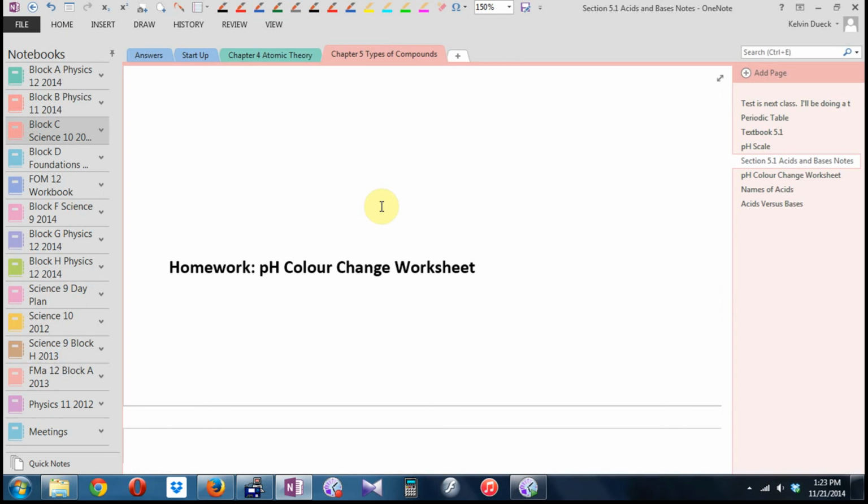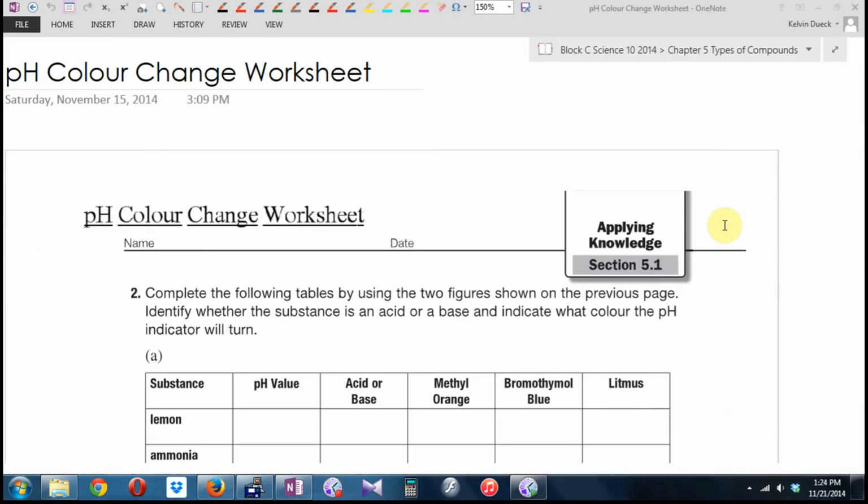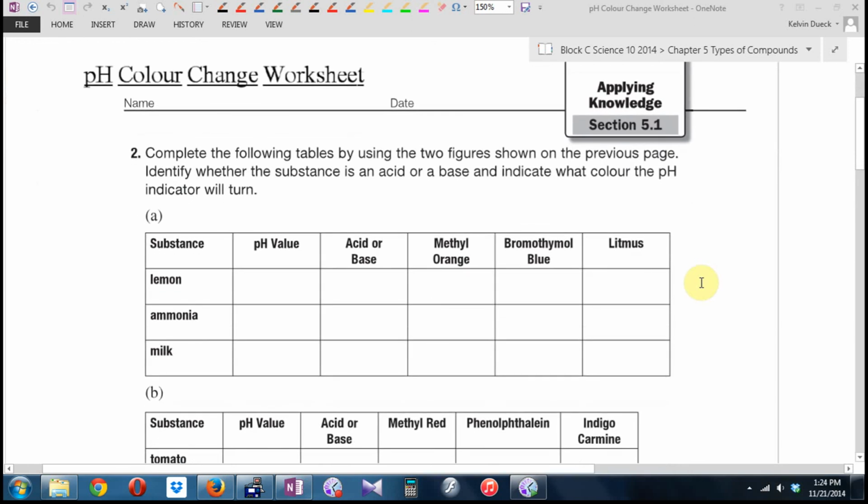What do we got? 15 minutes. Give me a second. I may pause here and just let you work on the homework instead. Hang on. Mr. Dueck, you said we didn't have any homework. You know what? I'm almost positive you can get this part done in the 10 minutes that are left. This is a pH color change worksheet. I did put the answers on the back.